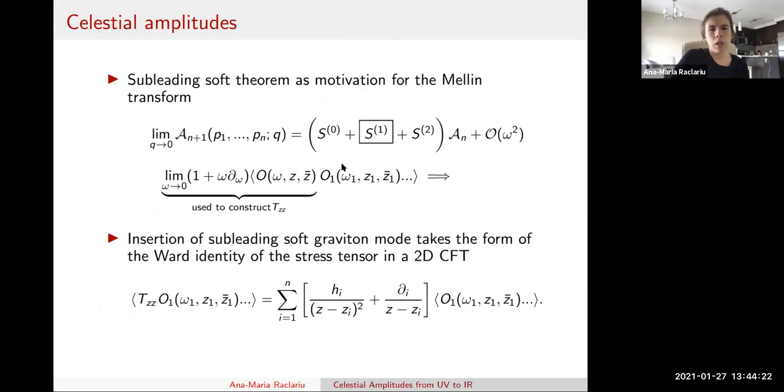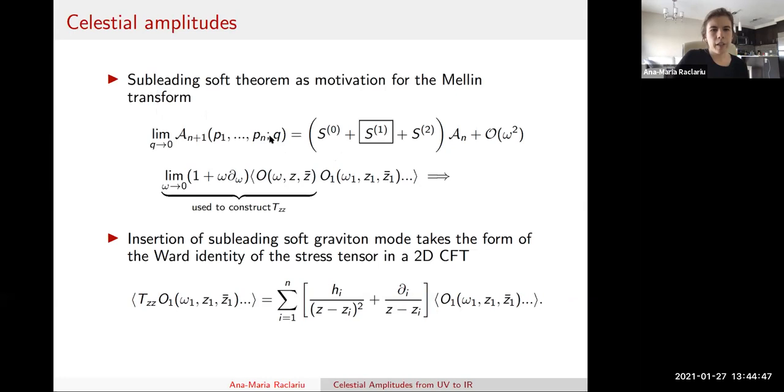So this is a little bit of motivation for this transformation. You may wonder, how do you see this? There are many ways to see why this is the case, but perhaps one more or less simple way to see this, which connects it also to this subject of soft theorems and asymptotic symmetries, is by studying the subleading soft graviton theorem.